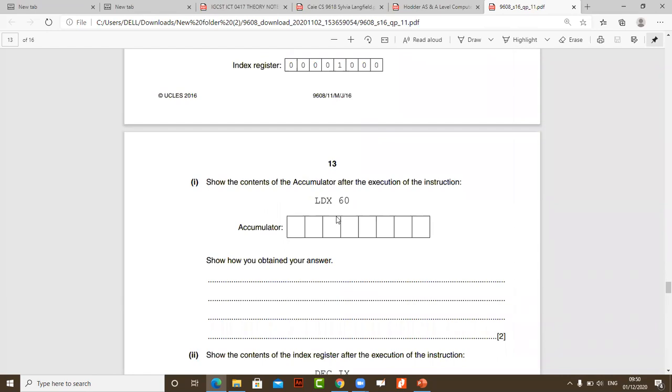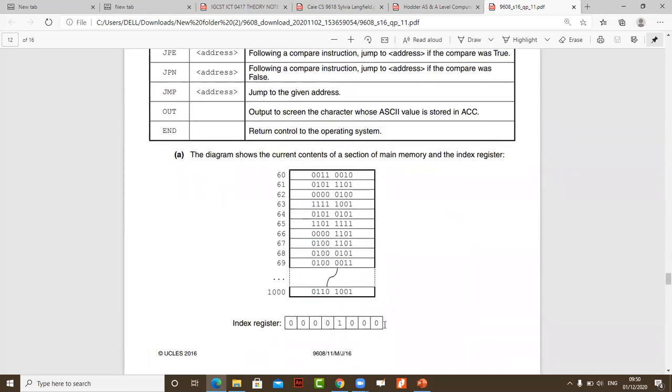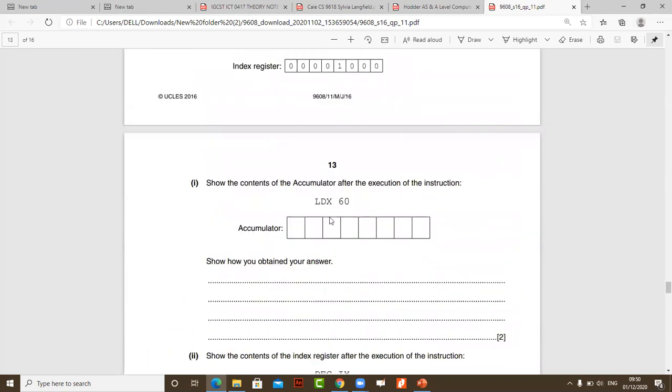The first question is: show the contents of the accumulator after execution of the instruction LDX 60. अच्छा, ये जरा देख लो गौर से, LDX 60 का मतलब, पहली बात LDX basically means indexed addressing. Index addressing means what? It has to form an address from the address plus the content of the index register. Content of the index register आप देख रहे हो ना, वो है 8, ठीक है, वो कहता है कि content of the index को plus करो from the address, क्या है 60.